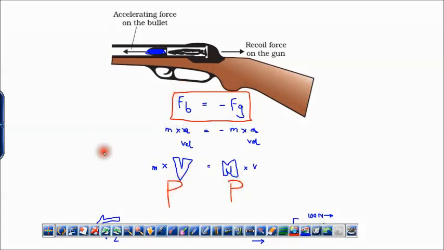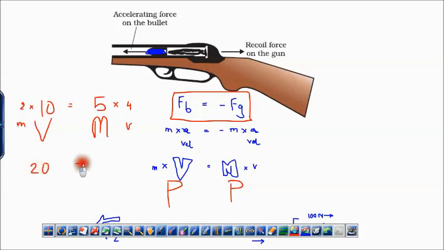2 into 10 is equal to 5 into 4. Here the mass is less but the velocity is more, here the mass is more but the velocity is less, but overall 2 10s are 20 and 5 4s are 20, therefore momentum is the same. So in the world, in everything there is equal force and opposite force, but the speed attained is not the same. Speed attained by the gun is less, speed attained by the bullet is more, and the reason is law of conservation of momentum.